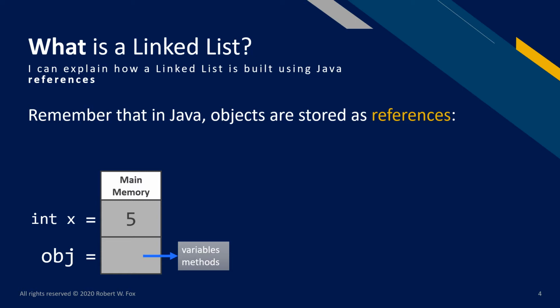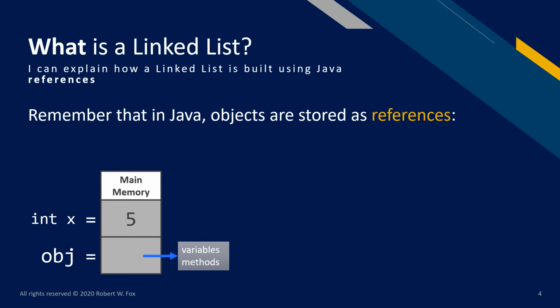But for right now, let's try to figure out what a linked list even is. And in order to do that, we need to remember that objects in Java are stored as references. So let's remember what that means. So for primitive data, the values are stored directly in the main memory. So for example, we have int x and its value 5 or whatever it might be is stored in the memory slot that goes with x.